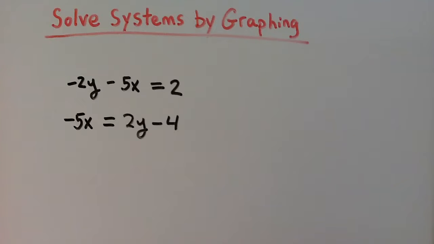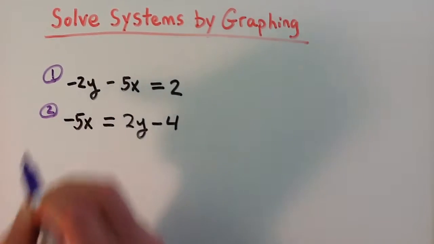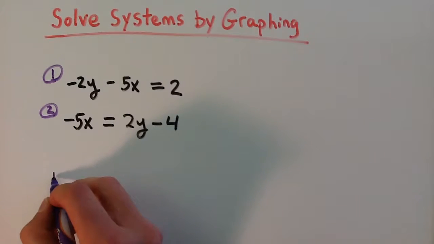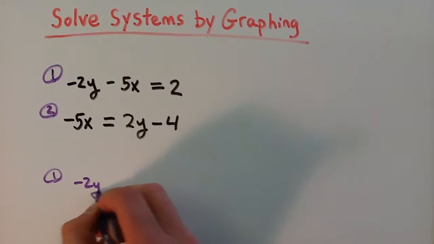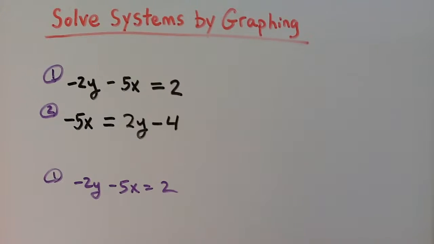Okay, let's solve this system by graphing. And so this system, we have two equations. Let's call this equation 1 and let's call this equation 2. These equations must be in slope-intercept form so that we can graph them. So let's take equation 1, negative 2y minus 5x equals 2, and let's put this in slope-intercept form.